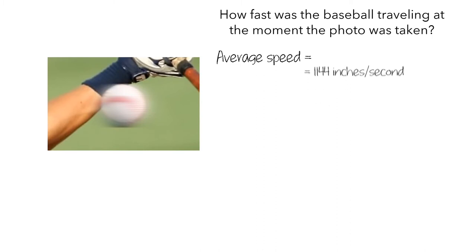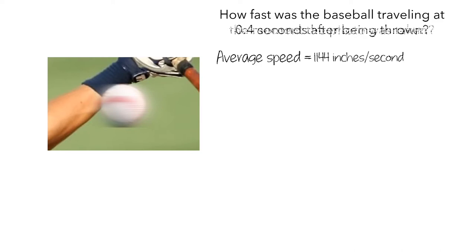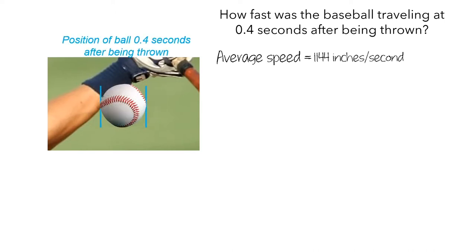But what if we really wanted to find the speed of the ball at a particular moment in time, say, when the ball was exactly at 4/10 of a second after it was thrown by the pitcher? So, when the ball was right here. As we saw previously, we can't know this instantaneous speed precisely because we always need a change in time to compute a speed. We can only approximate the instantaneous speed with an average speed. But maybe we could get a better approximation if we used a slightly faster camera.